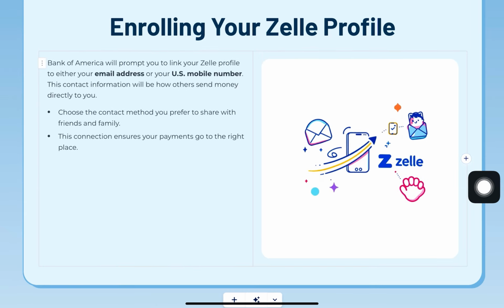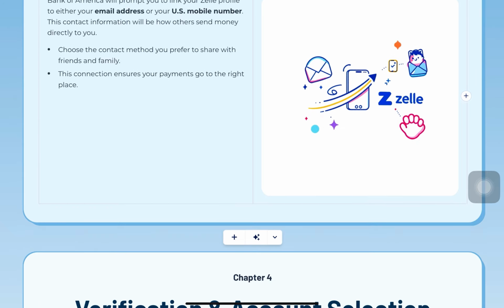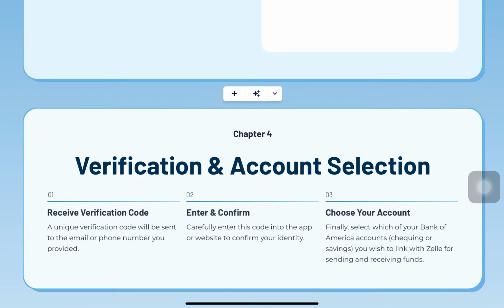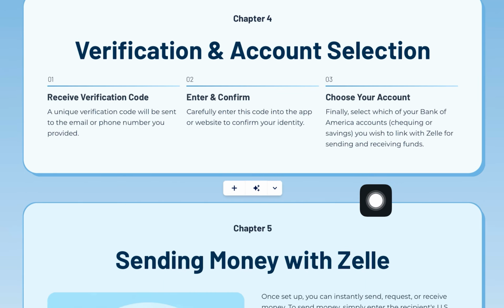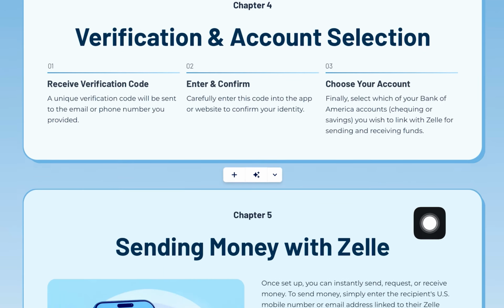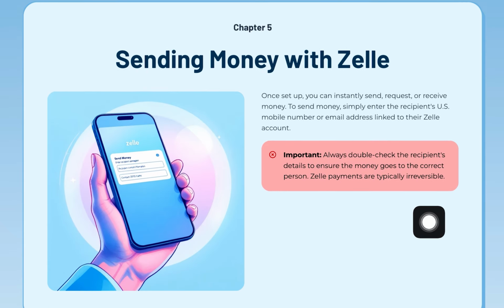Next, you'll get a verification code sent to your phone or email. Enter that code, confirm, and then choose which account you want to connect, either checking or savings. This will be the account where you send and receive money instantly. Once that's done, you're officially set up.